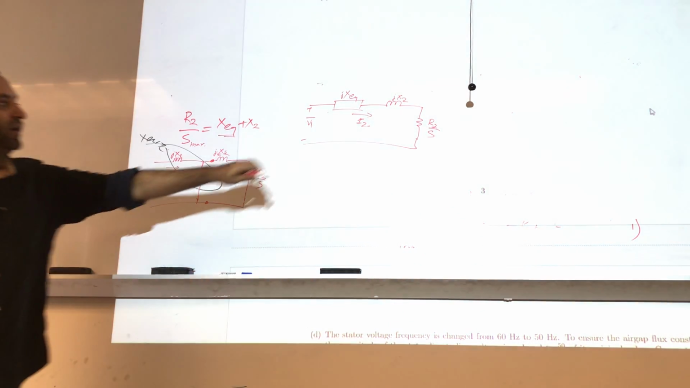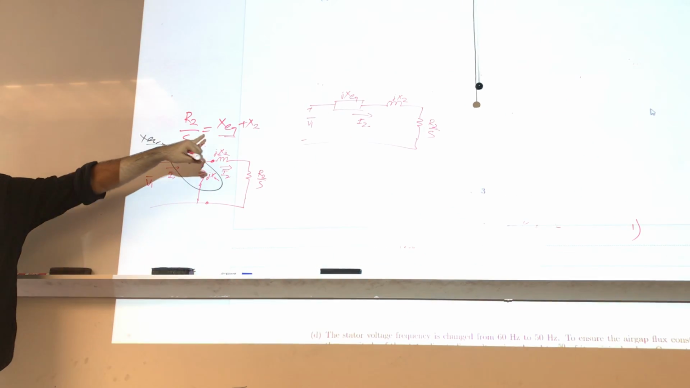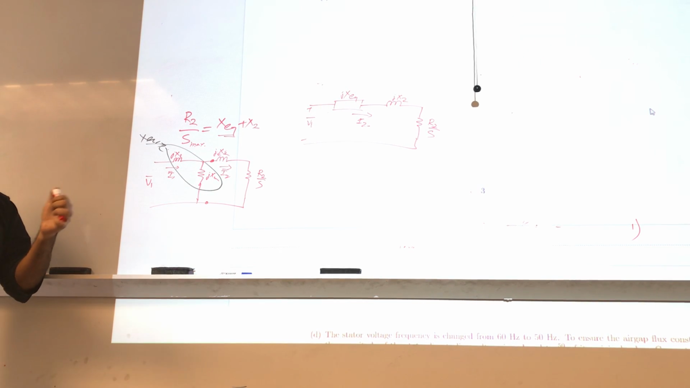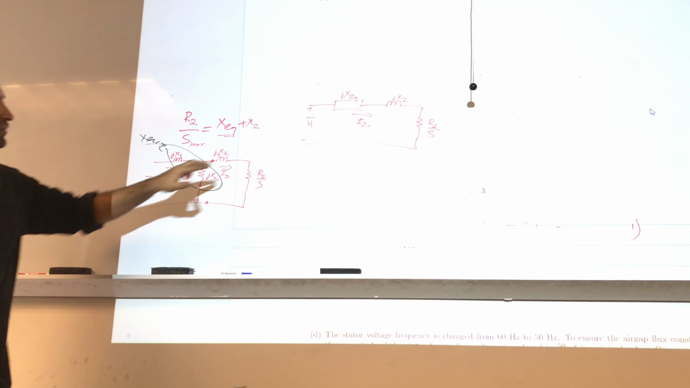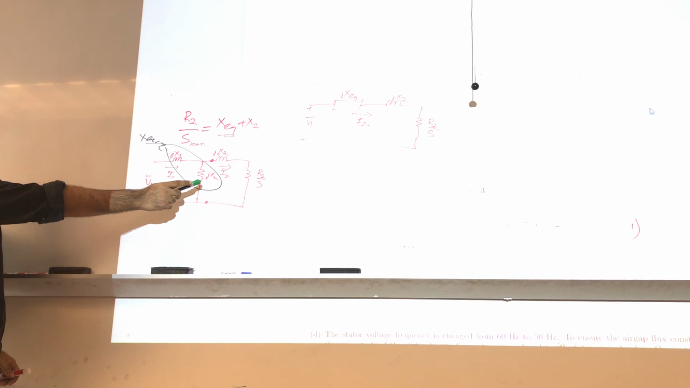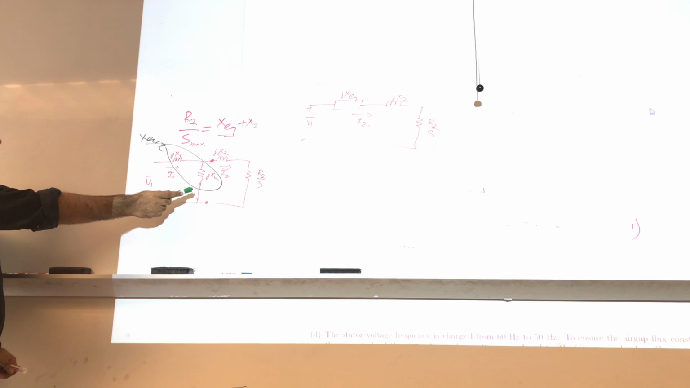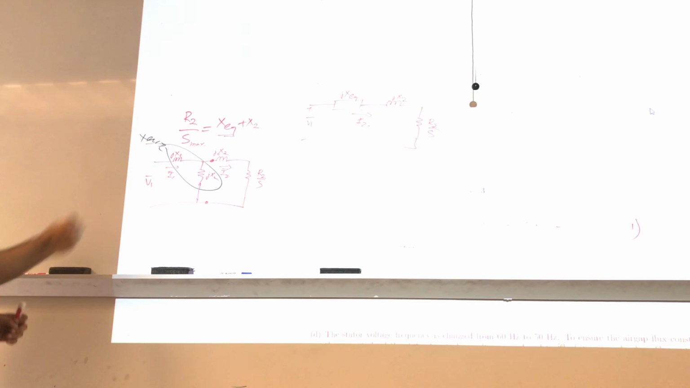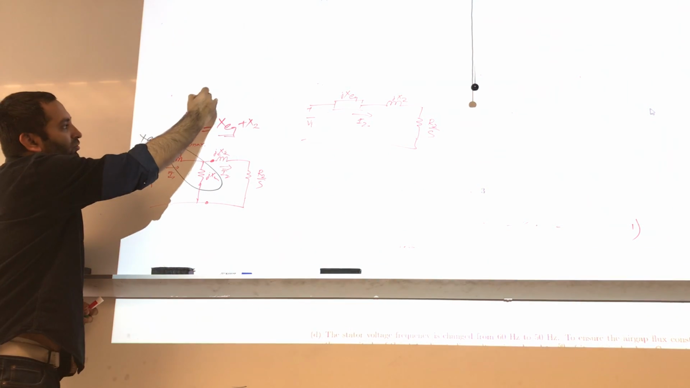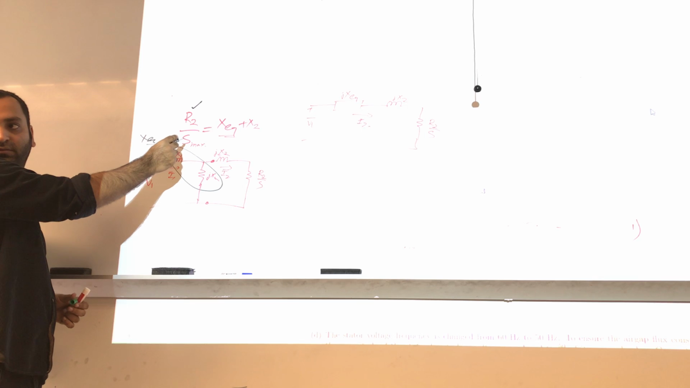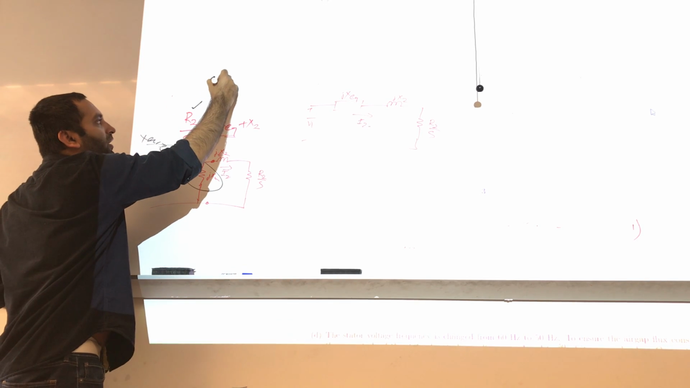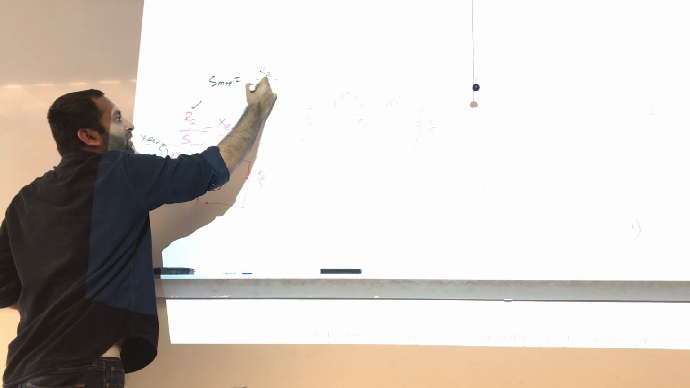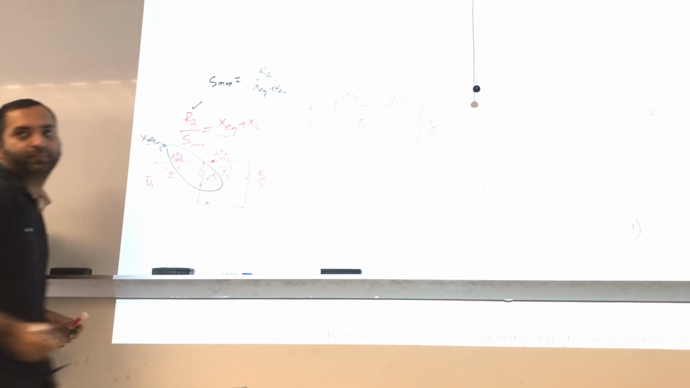I want to find X equivalent because if you find X equivalent, then you can find the S max directly. You don't have to do anything else. So X equivalent you can find from here, which is X1 parallel to XM. Once you find X equivalent, you can add X equivalent with X2 to find R2 over S, and you have R2 known, so you can find S max. So S max is equal to R2 over X equivalent plus X2.